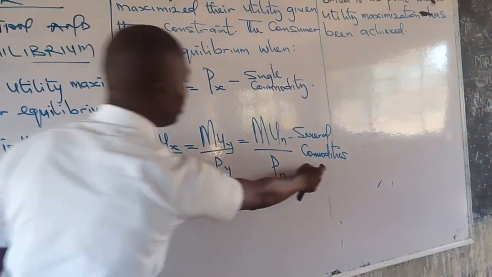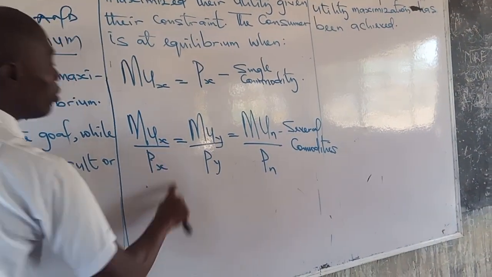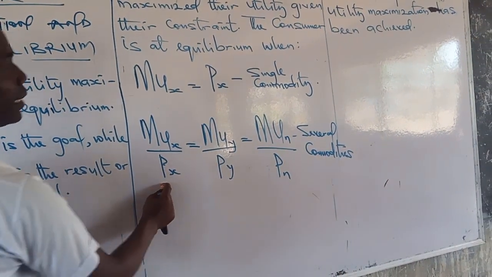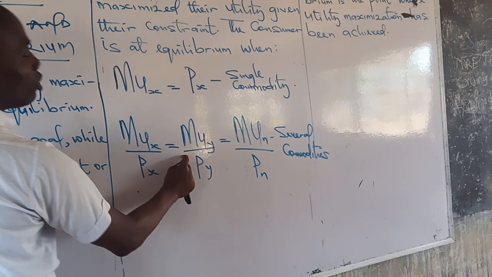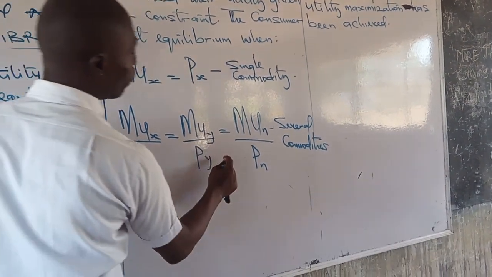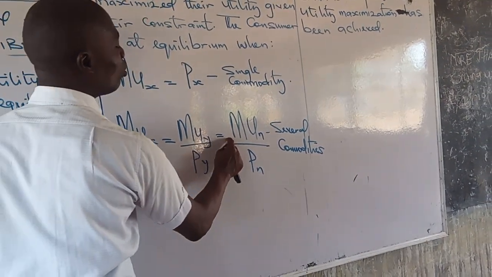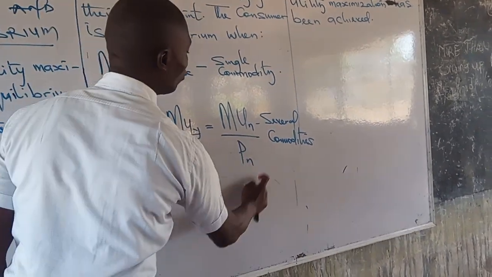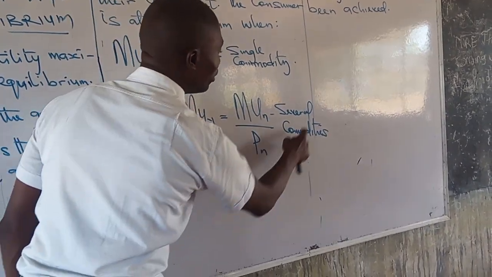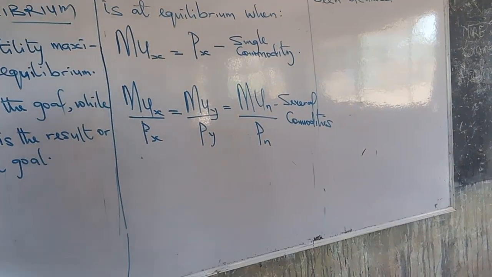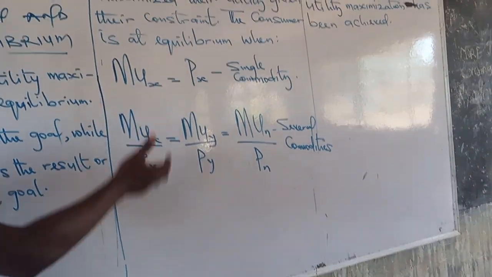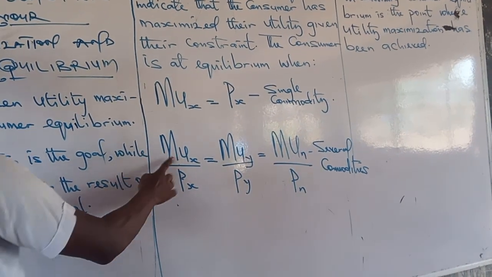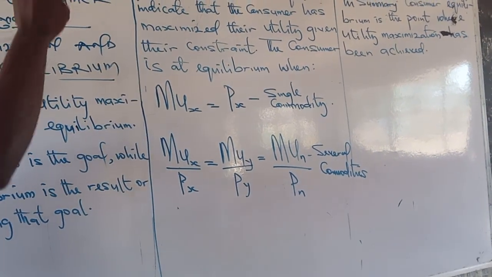Now, for several commodities, the consumer is at equilibrium when marginal utility of commodity X, all over price of commodity X, equals marginal utility of commodity Y, all over price of commodity Y, equals marginal utility of commodity N, say you buy several commodities, all over price of commodity N, then the consumer is at equilibrium for several commodities.